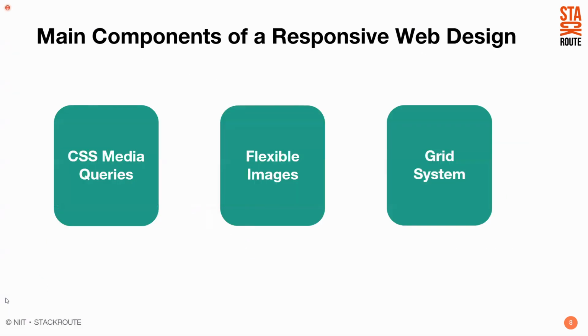So in order to develop a responsive web design, we will be using three components in CSS. One is CSS media query. We will use media query, the media selector, and you will be applying properties. The other one is flexible images, and the third one is the grid system. These are the topics for the day.